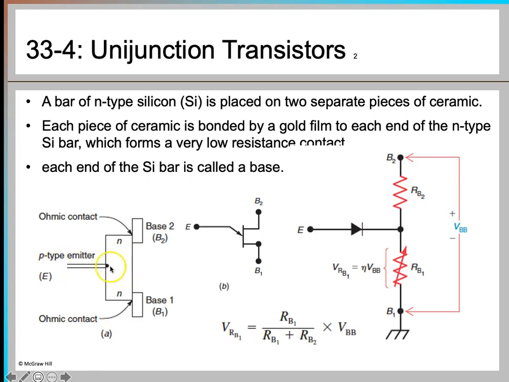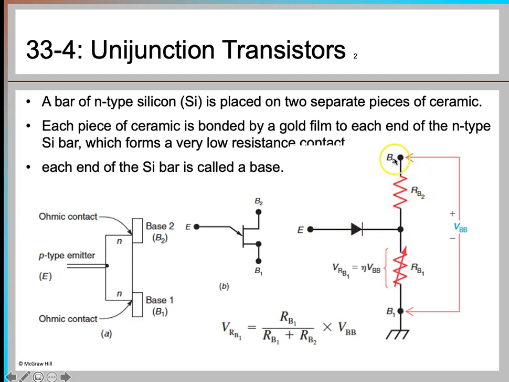And then you have this p-type material, which is called your emitter, and mostly it is placed closer to base 2. So this base 2 is a little bit up compared to base 1. And the same you can see in this symbol also. So this is the emitter, which is placed closer to base 2, and this is base 1. And this is the circuit diagram for the UJT. This is the emitter, and it is shown by this diode.